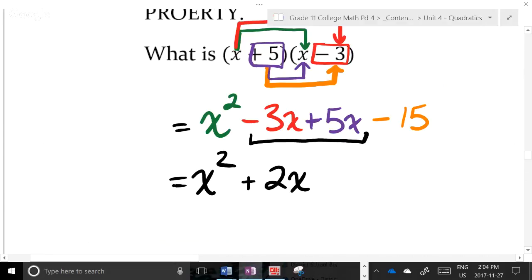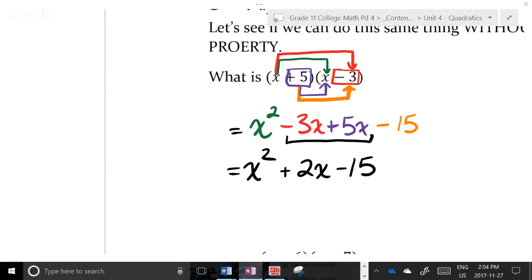And then -15, does it have a like term? No, it's just all by itself, so it stays. Now, there's nothing stopping you from using the algebra tiles for that, except now we're getting to some pretty big numbers, right? Like 15 of the little tiles is kind of time consuming. Don't let that stop you, though. You can use the algebra tiles to do it, but it's a little challenging.